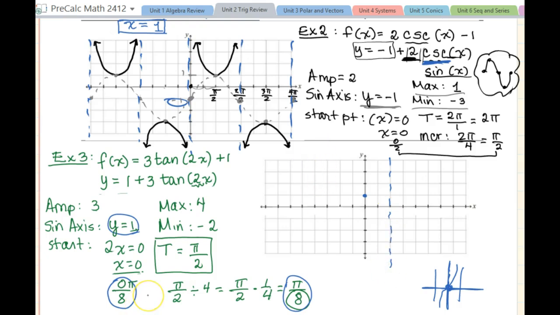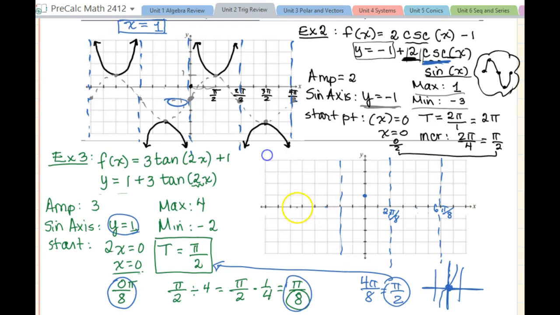So notice we started at 0, we went to pi over 8. This is going to be 2 pi over 8. Then the next one is going to be a low point, then the midpoint, then the high point. This is going to be our asymptote. So again, that's 2, 3, 4, 5, 6 pi over 8. And if you think about that, the difference is 4 pi over 8, which is the same thing as pi over 2, which is our period. So we're doing the same thing over here. I'm going to go 1, 2, 3, 4. That's an asymptote. 1, 2, 3, 4.